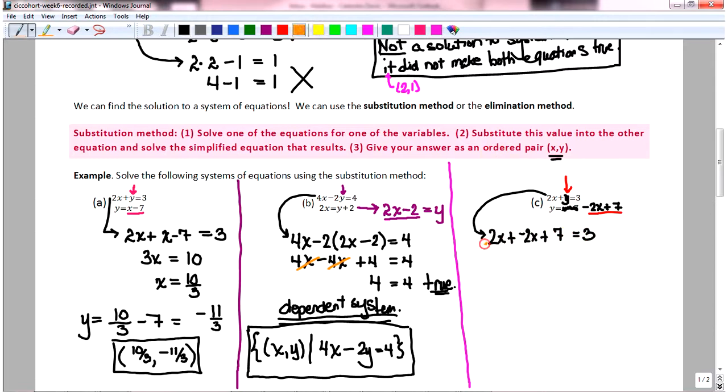So now the two x's are going to cancel out, and we're left with the equation 7 equals 3. So unlike part B, we end up with something that is false. If you have a result that's false, that means there will not be a solution to that system. So our answer would just be no real solution. Or you can write the empty set.